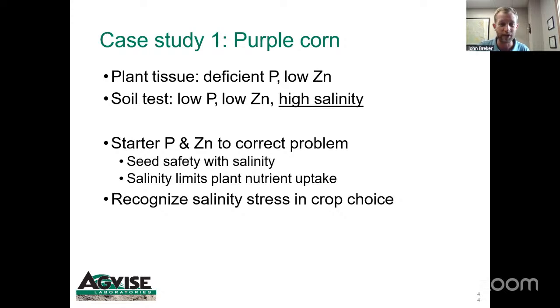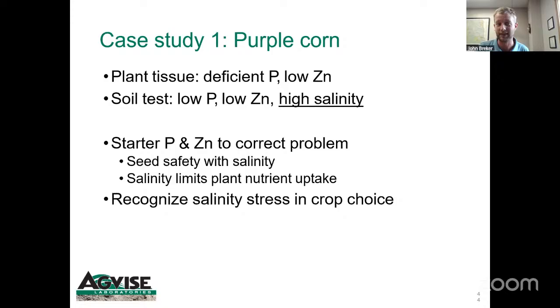So as far as corrective measures going forward, definitely would make sure that you have sufficient starter phosphorus and zinc to help correct those issues. But another thing that we got to stay cognizant of is the seed safety of putting a starter fertilizer in furrow coupled with that salinity problem. And also recognize that the salinity, which is probably our biggest stressor in this case, is going to limit plant uptake. So where we see lower soil test levels to begin with, like phosphorus and zinc, it is impairing both of those from getting into the plant.